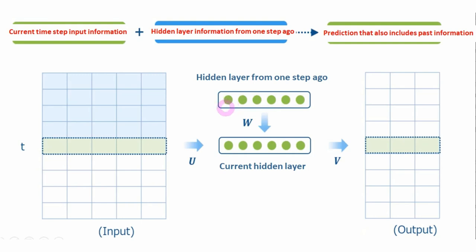In short, an RNN keeps a kind of memory, a hidden state that gets passed from one time step to the next. It uses both the current input and that past hidden information to make a better, more accurate prediction at the current moment. That's the core idea behind recurrent neural networks.